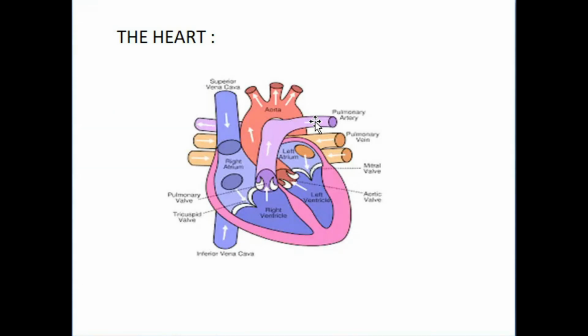In the lungs, carbon dioxide is exchanged for oxygen, and the blood returns to the left side of the heart by the pulmonary vein. It enters the left atrium and passes the bicuspid valve and enters the left ventricle. When the left ventricle contracts, the blood is pushed through the aortic valve and into the aorta, which is the largest blood vessel in the body. The blood travels throughout the body and this cycle repeats itself.